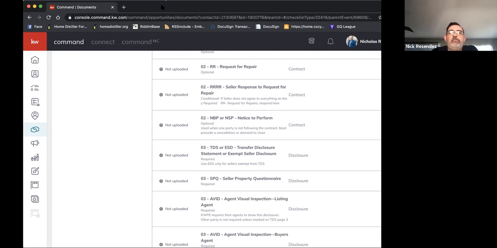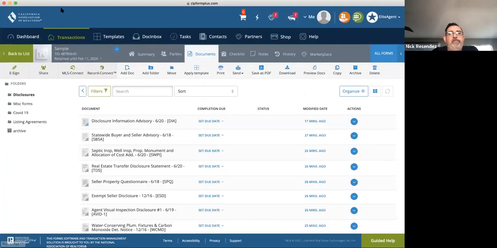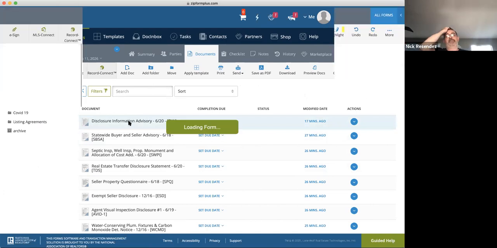Okay, let's go back to transactions. And I tried to make my little folder here in the same order as they are inside of Command. Okay, so let's jump into this. Let's take a look and see what we got. The very first one is not actually in Command, but it is one I recommend you use. It's this disclosure information advisory.